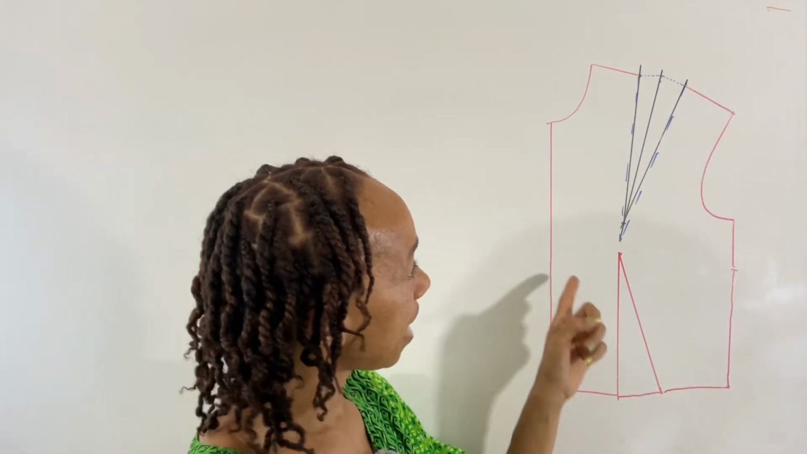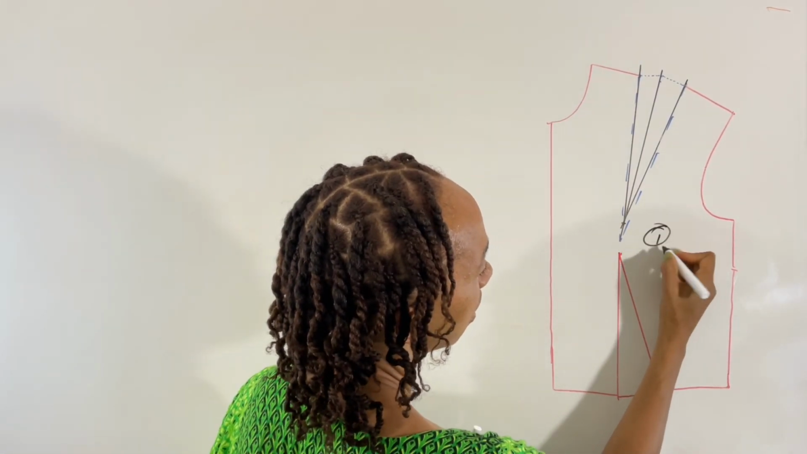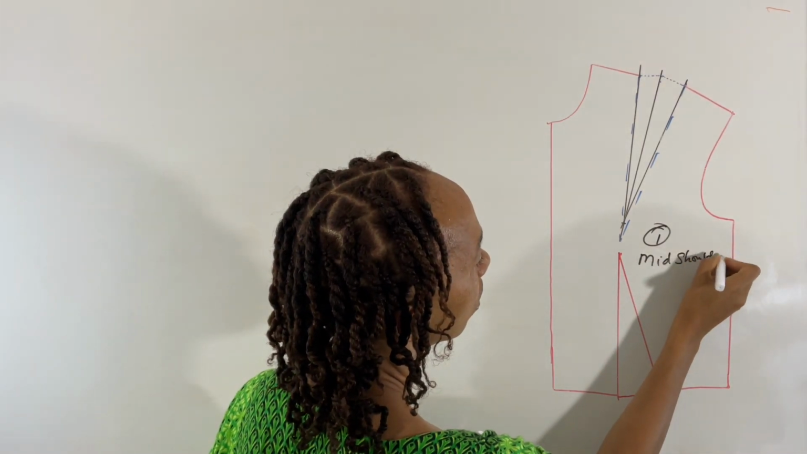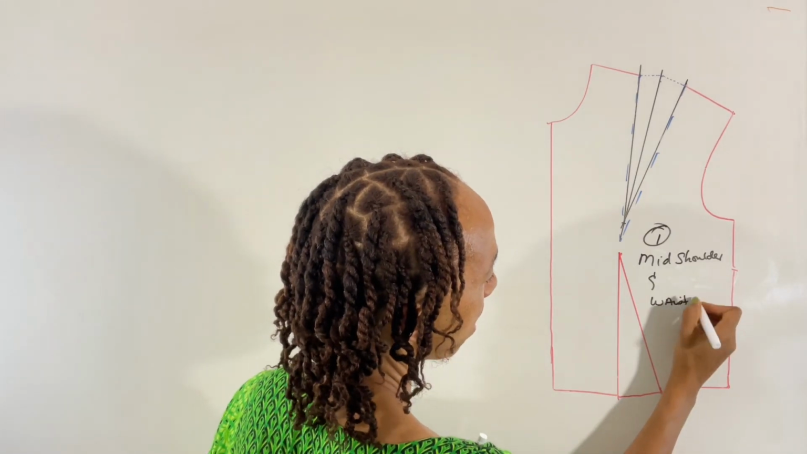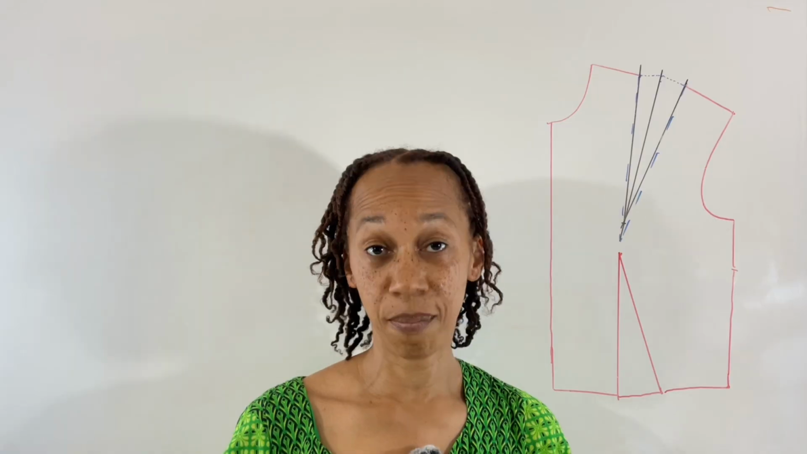So this was design number 1, the mid shoulder dart and waist dart. That's design number 1. Let's get to design number 2.